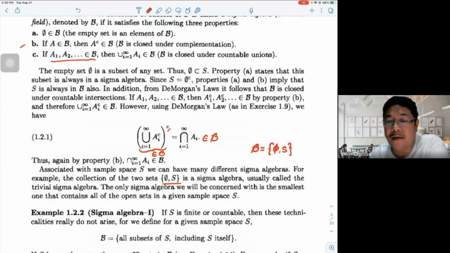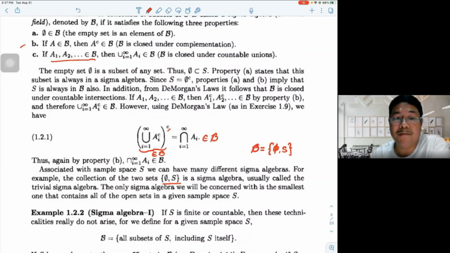Is the empty set an element of script B, for property A? Yes, that's correct. The empty set is an element of script B. If we take the complement of the empty set, we use property B. S here is the complement of the empty set, and it is also an element of script B. So property B is satisfied. Now for property C, we have a collection of infinite events, but this can also be true if we have a collection of finite events.